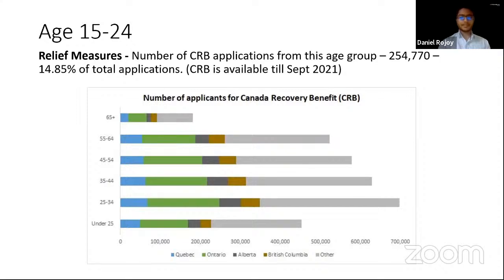All right, coming to the relief measures now. Government introduced many relief measures for this, and we looked at the CRB applications, which is the Canada Recovery Benefit. We could see that 254,770 applications were made by this age group, which is 14.85% of the total applications. This also ties in with the employment loss, showing that because of the high rates of employment loss for this group, they had to apply for benefits from the government.